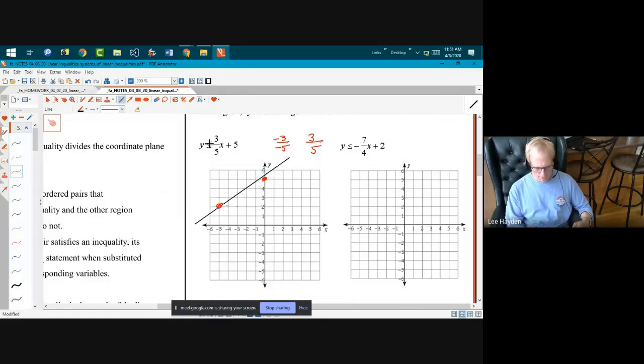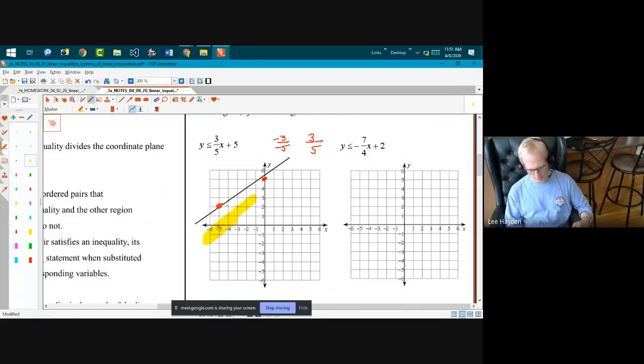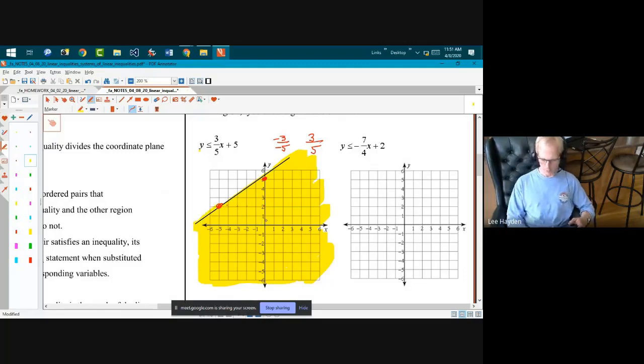All right, and then I have a less than or equal to symbol, and I have my equation in slope-intercept form. That means I'm going to shade this side, the downside. The alternative to that trick is to pick a test point, substitute it in for x and y, and if you get a true statement, you shade the same side as the test point. If you get a false statement, you shade the other side. So if I put 0 and 0 in for x and y, I get 0 is less than or equal to 5. That's true.